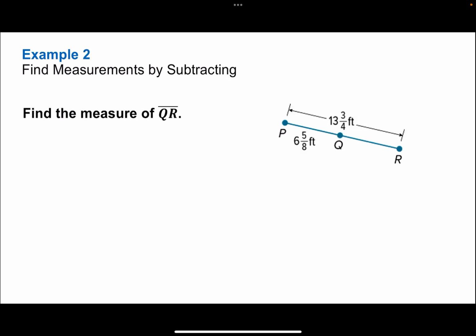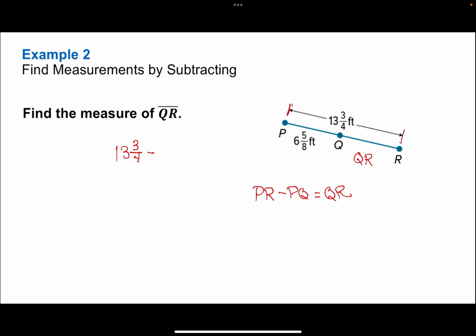All right. So second example. What if I need to find the measure of segment QR, or I want to know what is the distance between points Q and R? And they give me a measure. We draw 2 segments and span it, and we say 13 and 3/4 is the whole distance between P and R. Well, PR, the distance between P and R, minus the distance between P and Q, should be the distance between Q and R. So instead of adding, this time we're subtracting.